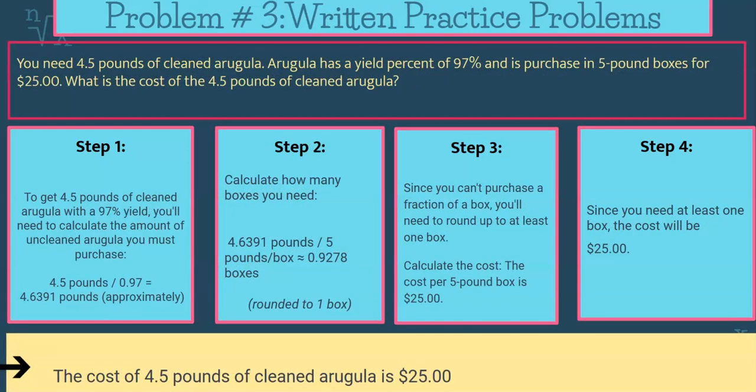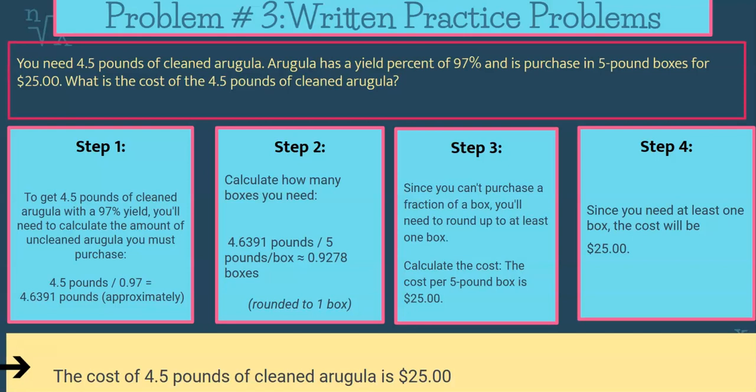All right, and your last one. You need 4.5 pounds of cleaned arugula. Arugula is a really yummy kind of lettuce. Arugula has a yield percent of 97% and is purchased in 5-pound boxes for $25. What is the cost of 4.5 pounds of cleaned arugula?